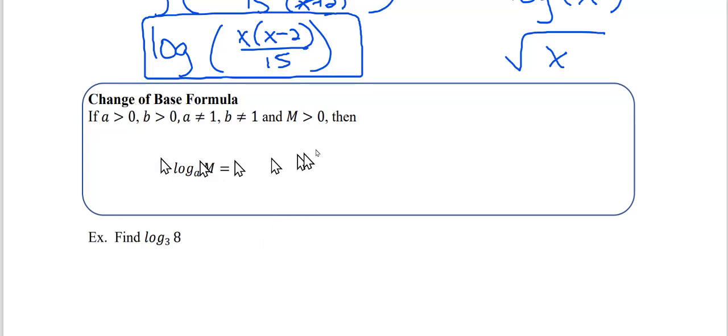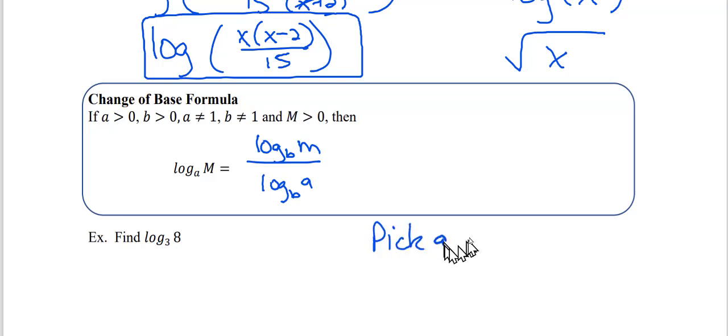We have all these conditions here. M, of course, has to be greater than 0 because you can't have a negative inside a log. You need the base to be appropriate. Log base a of m is equal to log base b of m over log base b of a. You may be like, wait, where did b come from? Well, you pick a convenient b.